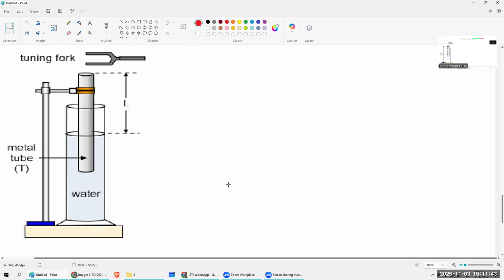চুপ থাকো, ক্লাস শেষের আগে বলবো। দেখো, this is a tuning fork. I can do this. শোনা গেছে?